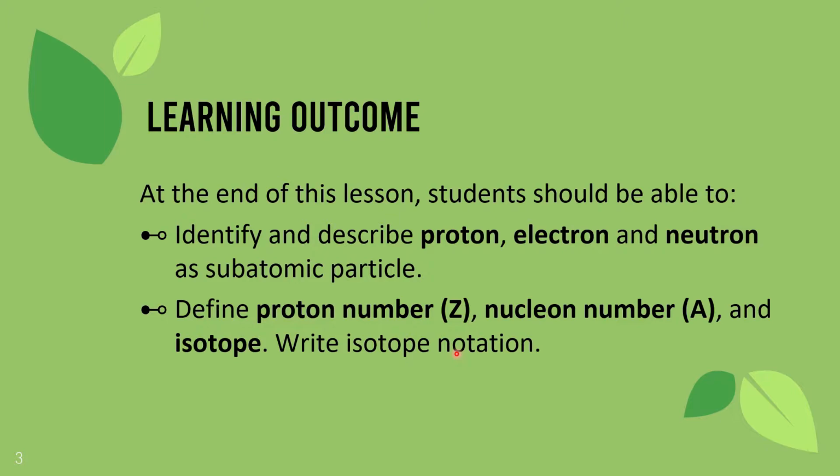Hi everyone! In this video, we will discuss more on the concept and theory of atoms and molecules in the chapter of matter. The concepts I will discuss are the proton, electron, and neutron as subatomic particles, and you will also learn how to identify the proton number Z, neutron number A, and isotope, together with the way to write the isotopic notation. We will also do some example calculations related to today's content. So please stay with me until the end of the video.